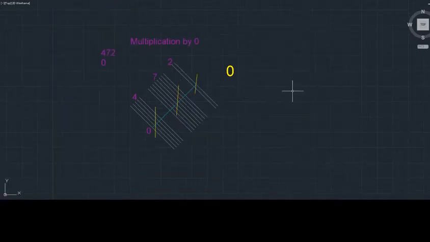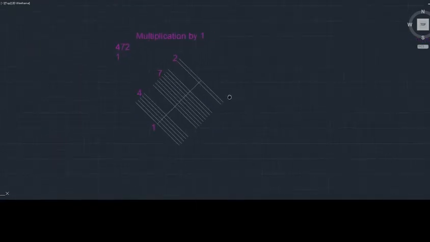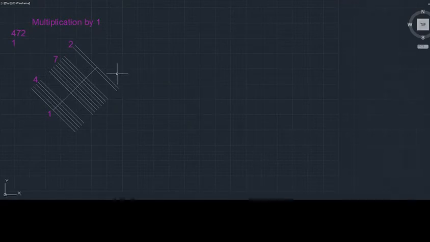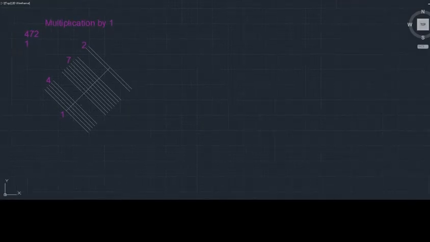Pretty base concept. So on to the next case, we have multiplication by 1. I have put a single line here to represent the 1 by itself. I placed it in the middle just for clarity's sake.